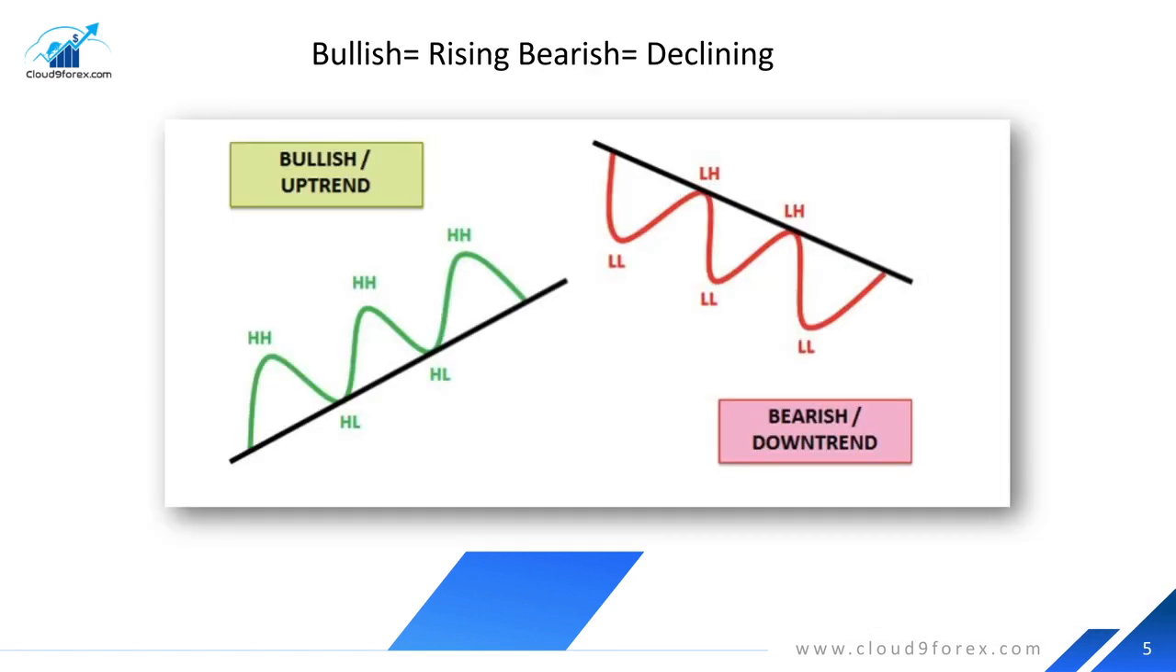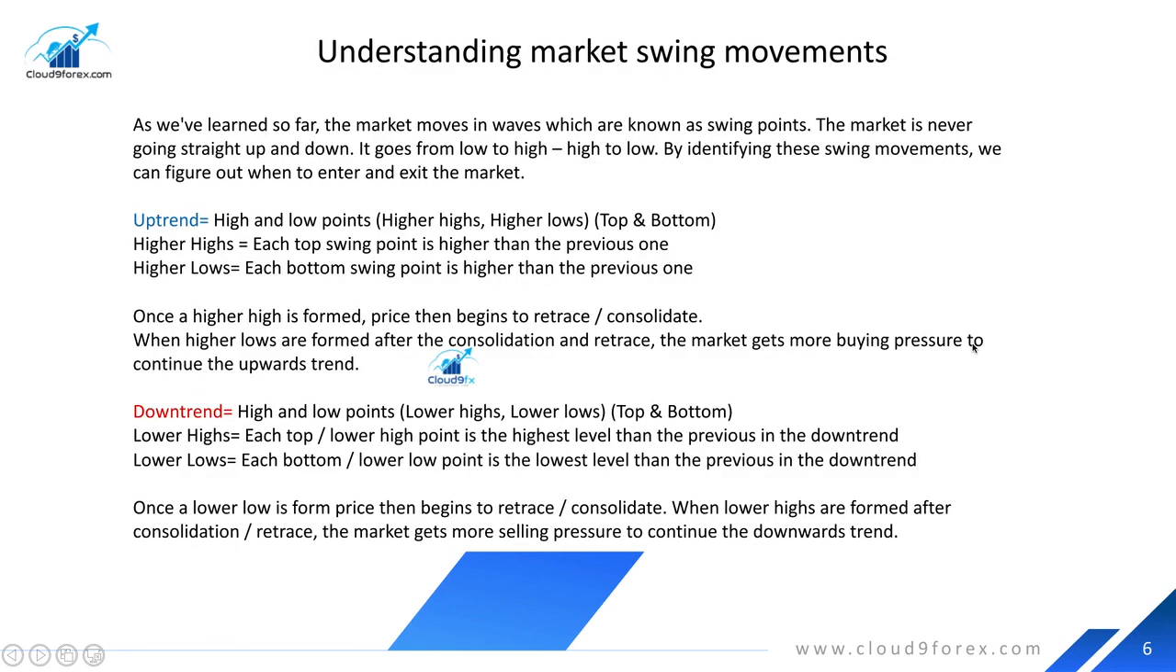So bullish equals rising, bearish equals declining. So we have our higher high, higher low, higher high, higher low, higher high, higher low. And then this is where a trend line comes in place as well. It's an extra confluence. So bearish, lower low, lower high, lower low, lower high, so on and so on. So we went over that.